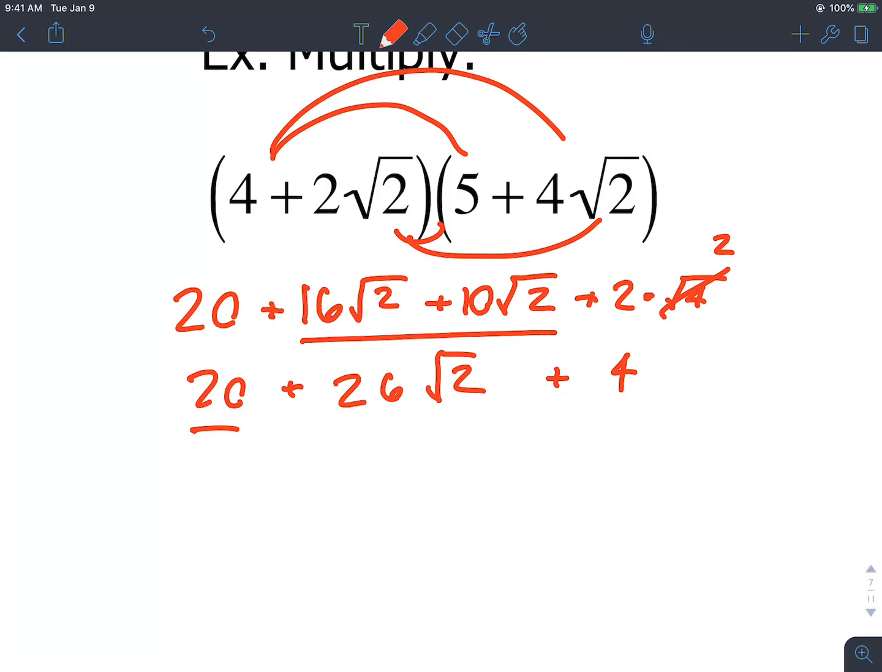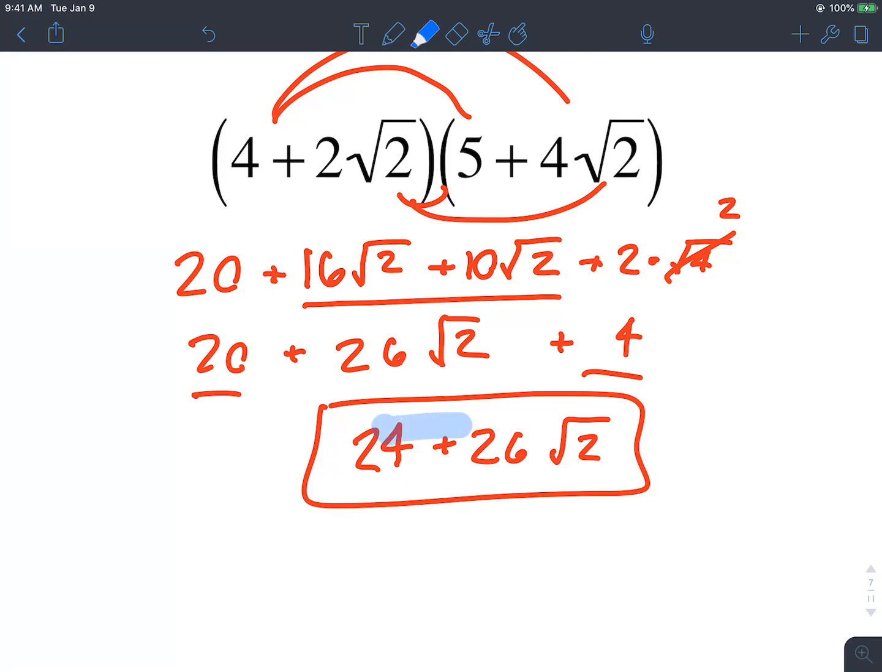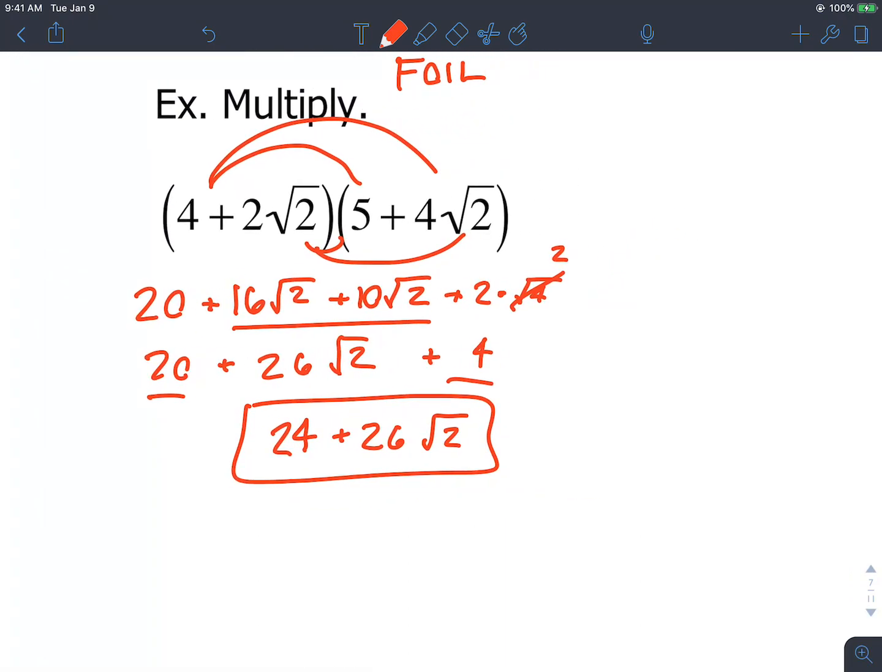And then actually combine the 20 and the 4. So we'll say that this is 24 and then plus 26 square root of 2. Now be careful, that's all you can do there. I have a lot of students want to add these right here, but technically you need to multiply whatever these two are before you can add the 24 onto it, especially if you're trying to get the decimal. So if you are leaving it in exact form, this is as much as you can do as far as simplifying goes. So that is it on that one.